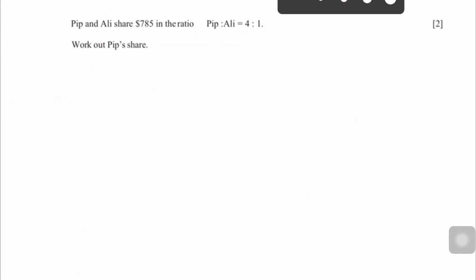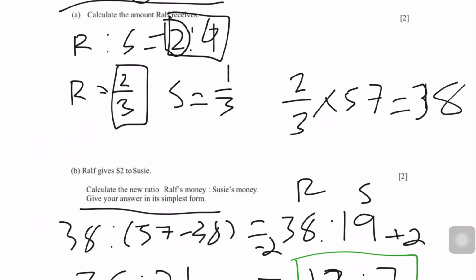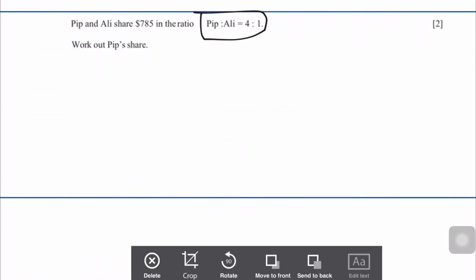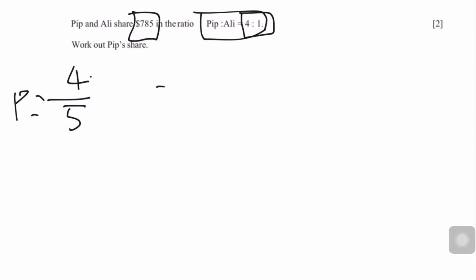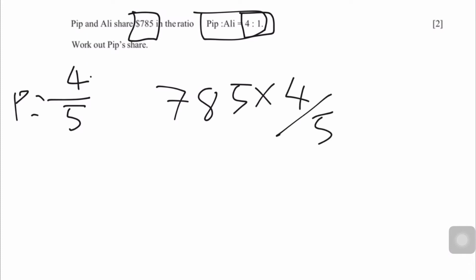Now for the second one, we're told that Pip and Ali share $785 with the ratio Pip, Ali 4 to 1, which is essentially the same thing that we did there. So, knowing this information, we know that Pip owns 4 shares out of the total, which is 4 plus 1. So Pip owns 4 to 5. And the total is 785, which means we can do the same thing. 785 times 4 over 5. And if we do 785 times 4/5, what we get is 628.